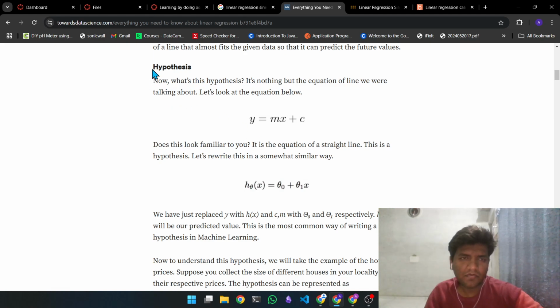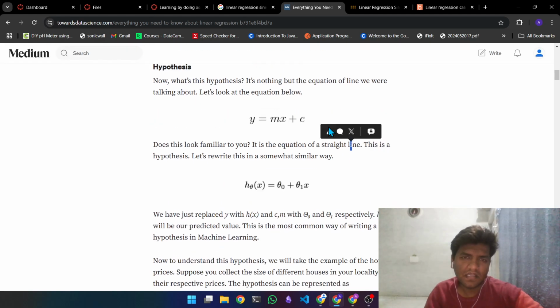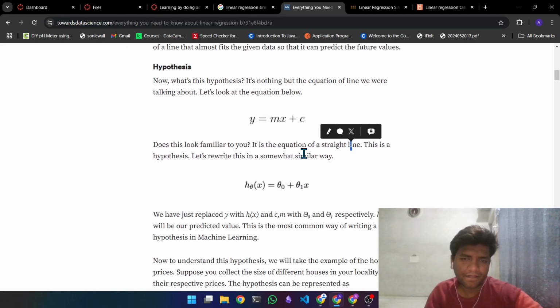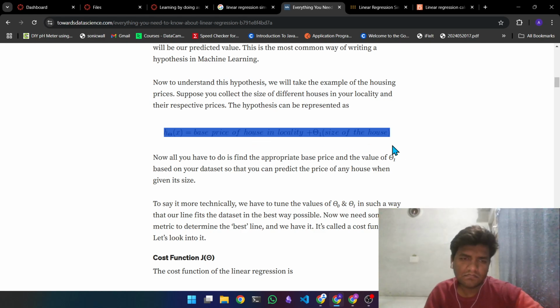So it has something called hypothesis. Hypothesis is something that tells us how these two variables are connected. In our case, it is h theta of x is equal to theta 0 plus theta 1 into x. This is the equation of a line, as you can see here. And here is an example.